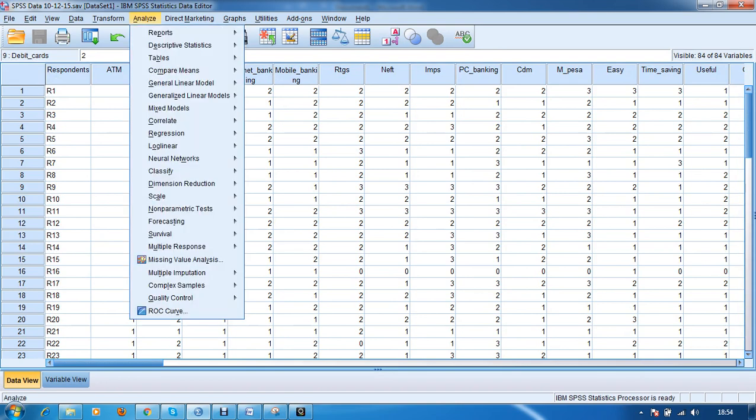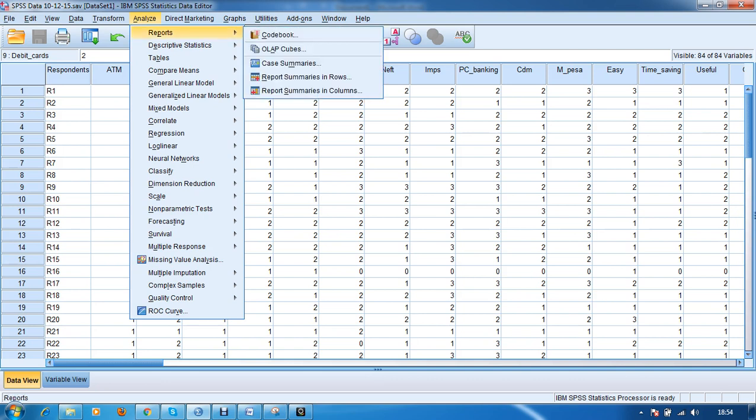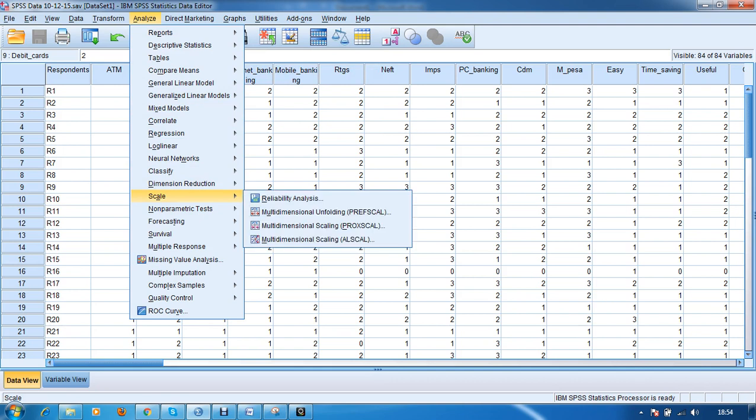Analyze in SPSS, and then you have to hover over Scale, where you have another option. When you click Reliability Analysis, this is the final click which you have to give in order to input your data for further testing. So let's go ahead and see what pop-up comes when we click this Reliability Analysis.